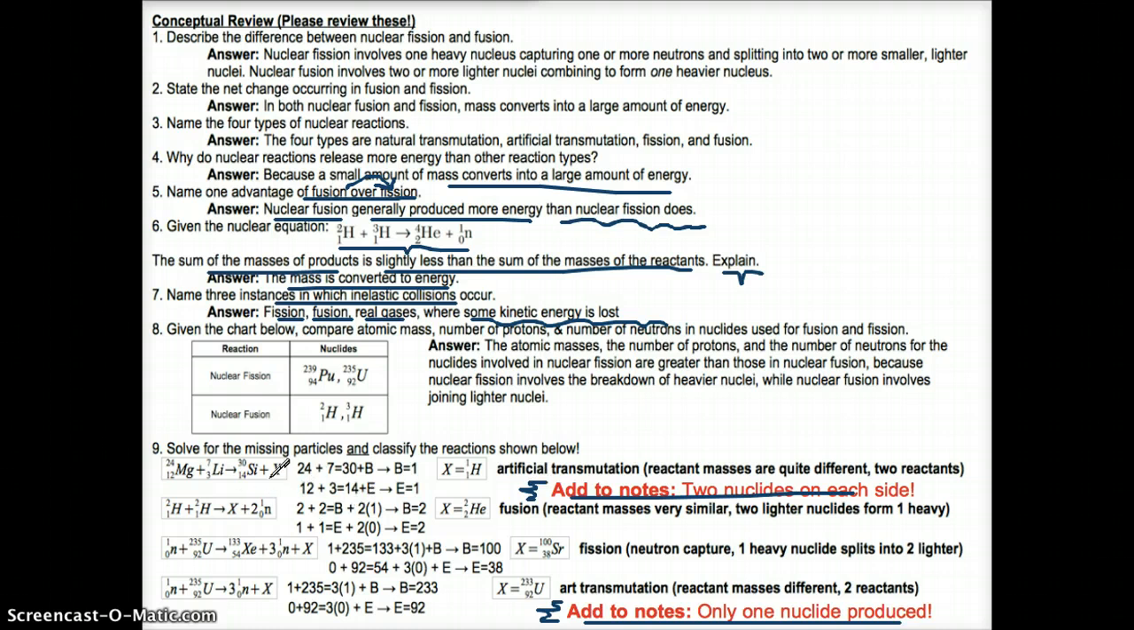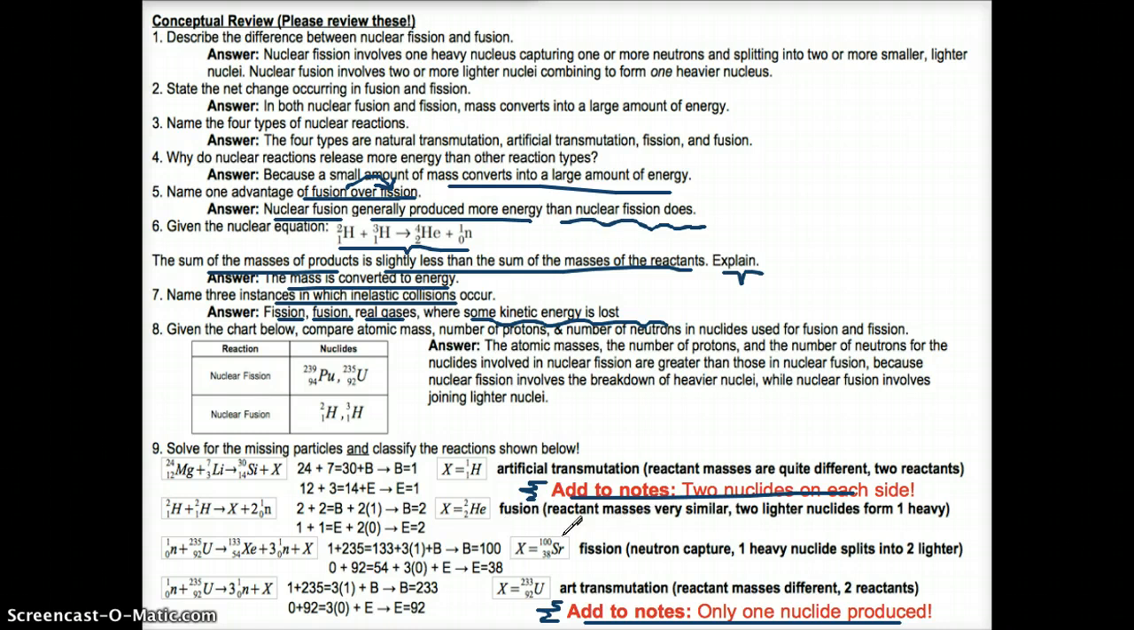All right, last, number nine. The first equation here is artificial transmutation because the reactant mass of Mg24 is much larger than Li7. Also, you have two reactants, and finally, the most obvious sign is that you have two nuclides on both sides: Mg24 and Li7 in the reactants and Si30 and H1 in the products. So this cannot be fission or fusion because remember, fusion is two lighter to one heavier, and fission is one heavier to two lighter. But in this case, since you have two on both sides, it can be neither one of those. So the only option is artificial transmutation in general. All right, please add this last indicator to your notes for the first equation.